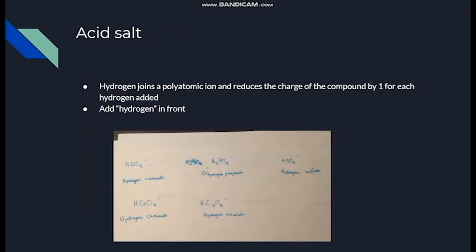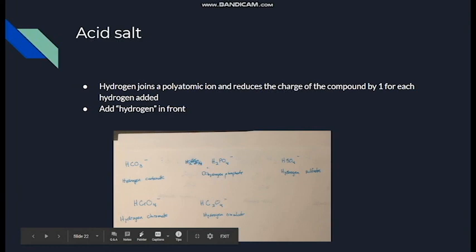All right. Now, acid salts. Acid salts are when hydrogen joins a polyatomic ion and reduces the charge of the compound by 1 for each hydrogen added. We're going to be adding the word hydrogen in front of the acid salt. So, for example, with the polyatomic ion CO3, if we only have 1 hydrogen, not 2, this is going to be HCO3 with a charge of 1-.